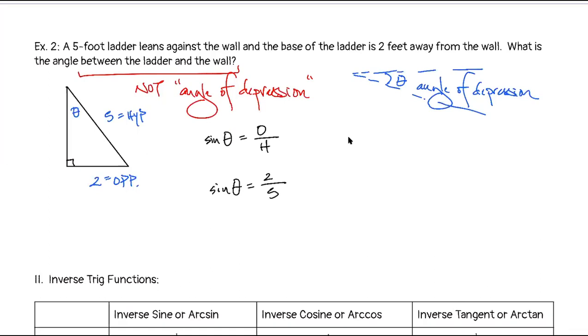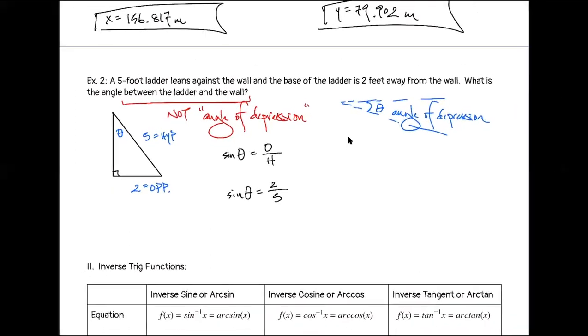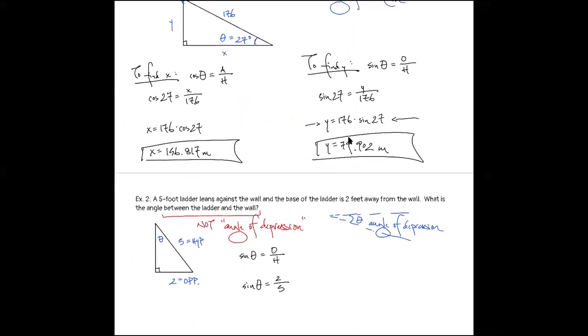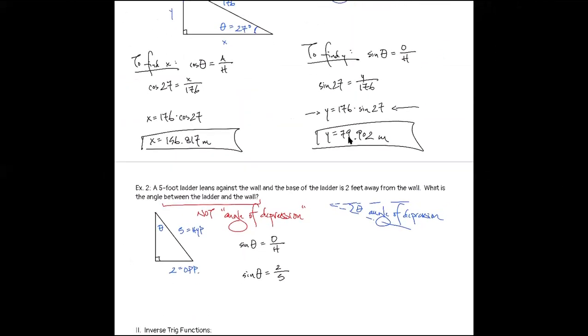So how is this different from example number 1? Because I picked a trig function, like I picked sine, right? So I'm still using sine or cosine or tangent. But what's making this question different than other questions we've seen? Yeah, we don't have an angle value, right?